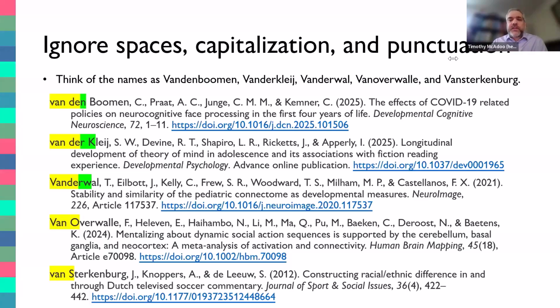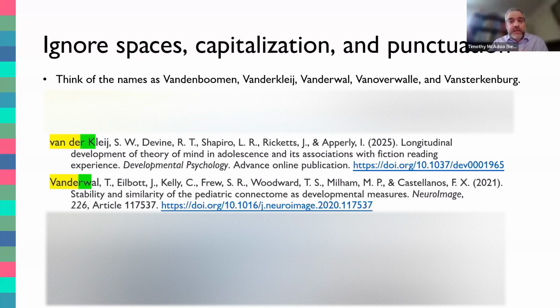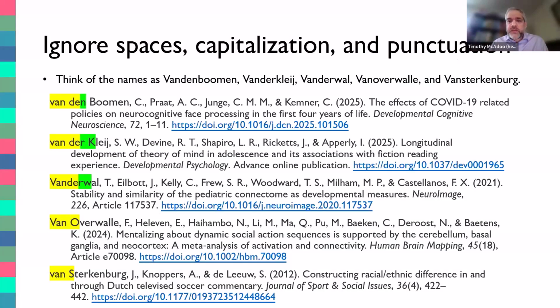And if you look at the second and third references, Vander K comes before Vander W because we're ignoring all those spaces. It doesn't really matter where they fall. Just consider them closed up. And then for the Vander Wall versus the next one, which is Van Overwall, you're comparing V-A-N-D to V-A-N-O and putting V-A-N-D first. Again, ignoring these spaces.